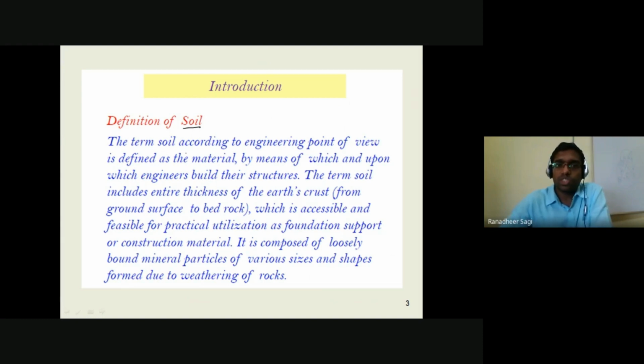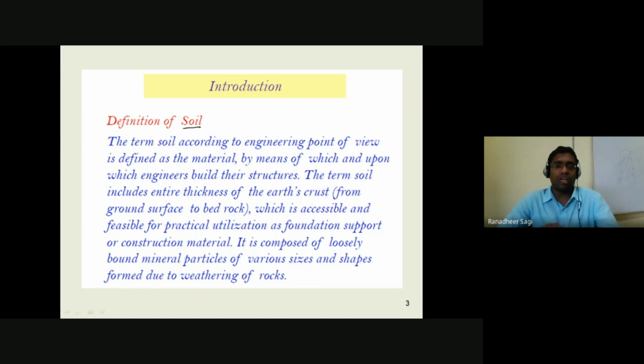The term soil, from an engineering point of view, is defined as a material onto which all the loads coming from the superstructure get transferred through a medium called the foundation. So the loads coming from your structure get transferred onto the soil ultimately through the foundation. What is that material responsible for taking care of all the loads we are trying to distribute? It is nothing but the soil material.